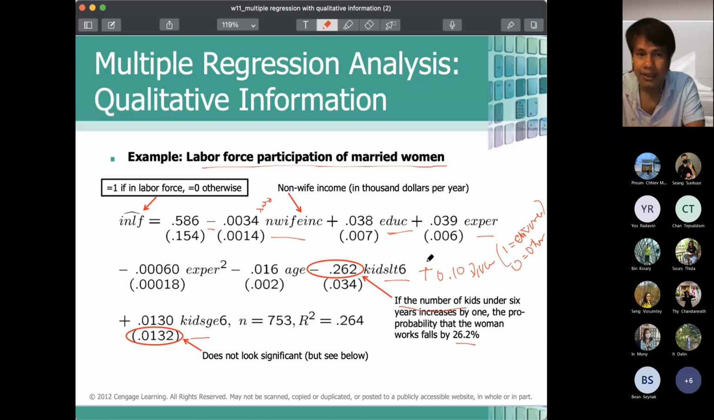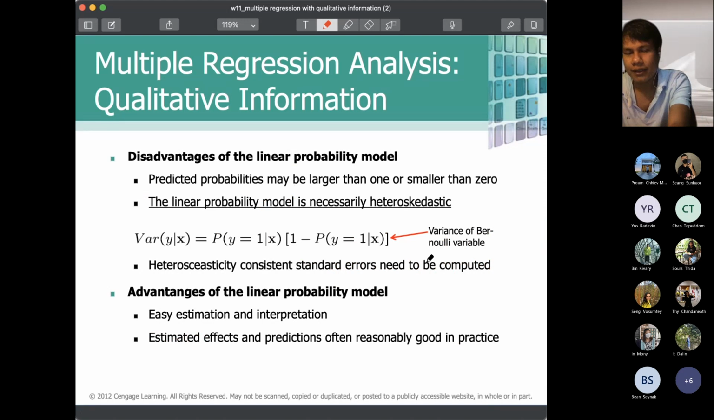In the future, you may learn that the linear probability model is not the correct model for a categorical dependent variable. But don't worry, it's just a note for you. Probably in the future you will learn that the linear probability model is not a good model for a dependent variable with qualitative information.